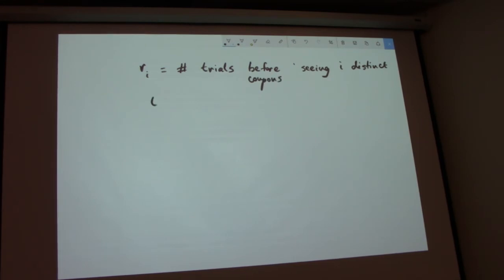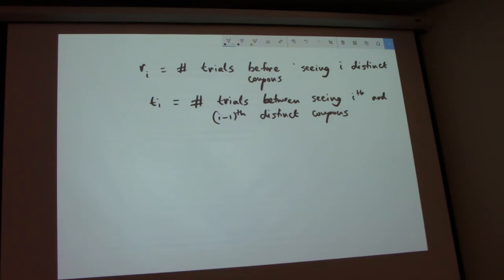Right? And let's define Ti to be the number of trials between seeing the (i-1)th and ith distinct coupons. So if it took me 15 trials to see the 3rd distinct coupon and 25 to see the 4th one, then my Ti is just 10, right? So this is Ri minus R(i-1), right?